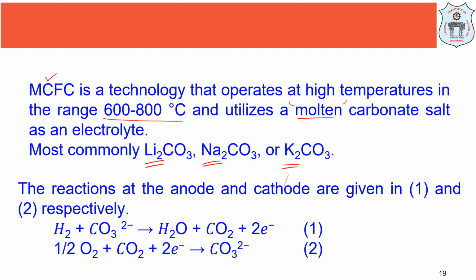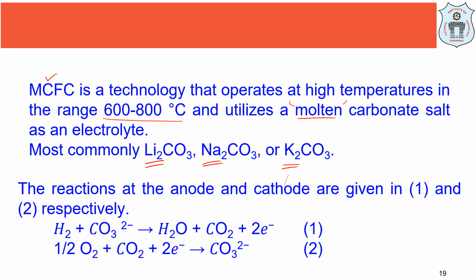So this molten carbonate fuel cell operates at a high temperature of 600 to 800 degrees Celsius, and mostly uses a molten carbonate salt as the electrolyte, where the salt can be lithium carbonate, sodium carbonate or potassium carbonate. The reaction taking place we have already discussed, and this technology was developed in the mid 20th century, from the 1950s and 1960s onwards, with a lot of research being done.